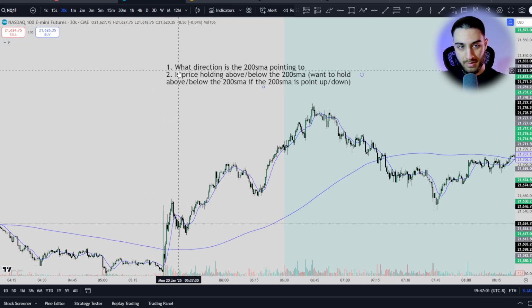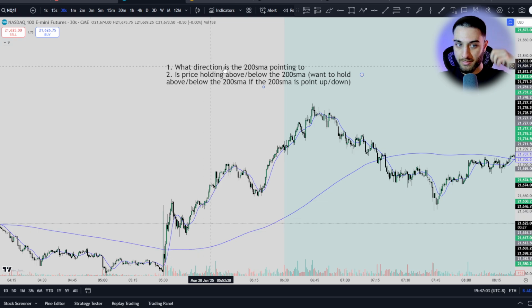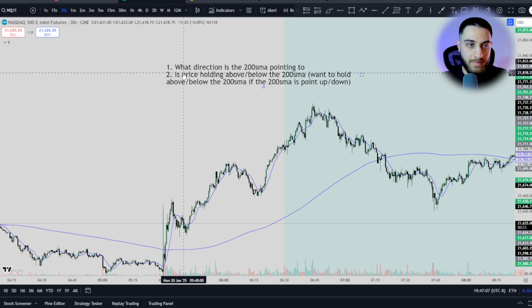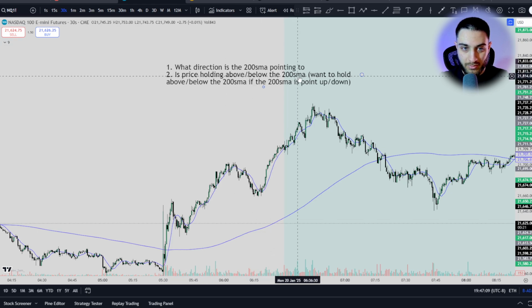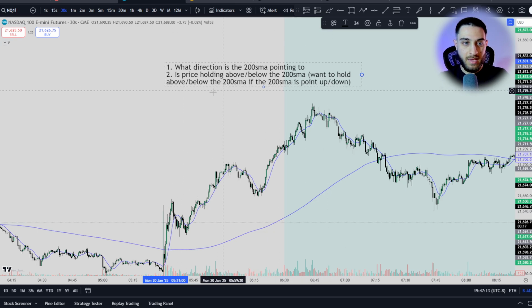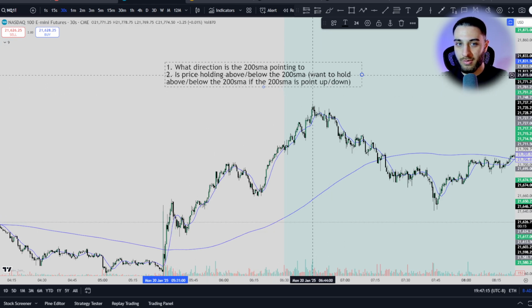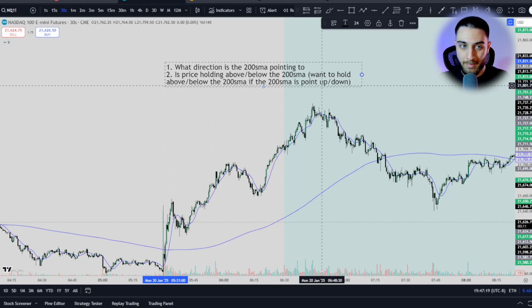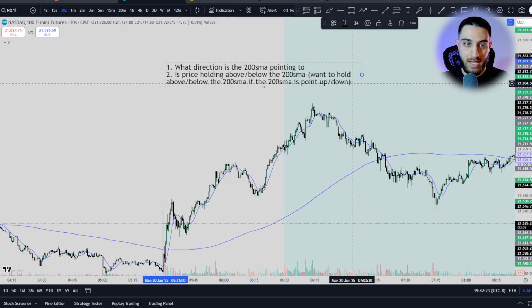So first, we want to see the direction of the 200 SMA. Is it pointing upwards, downwards, or flat? Is price holding above or below the 200 SMA? The reason I put it together like this, the statement would go like this: you want it to hold above the 200 SMA if the 200 SMA is pointing up, or you want it to hold below the 200 SMA if the 200 SMA is pointing down.